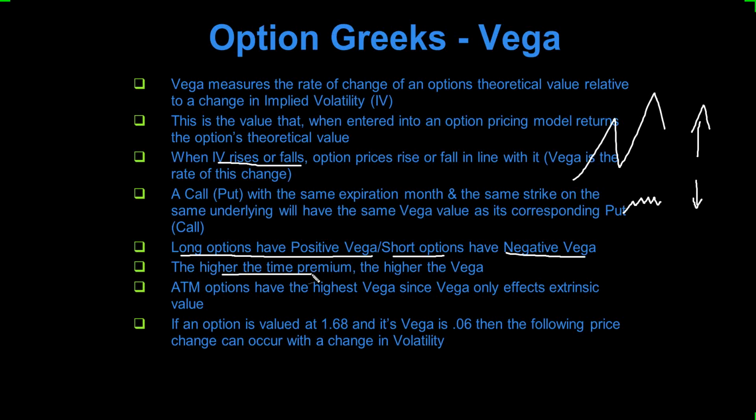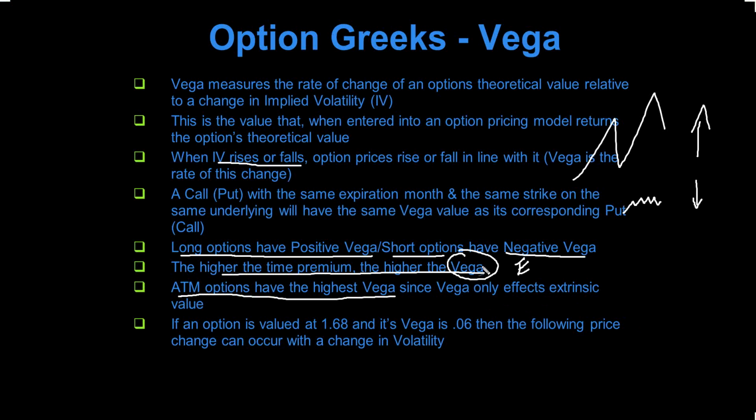The higher the time premium, the higher the Vega. Remember what I said about time premium. Time premium is that part that is what? It's the extrinsic value of an option price. The deeper in the money you go, the less extrinsic value. So you can control your Vega just by going with a higher delta or more in the money for a stock option price. At the money options have the highest Vega. Why? Because that's where the extrinsic value is the highest.